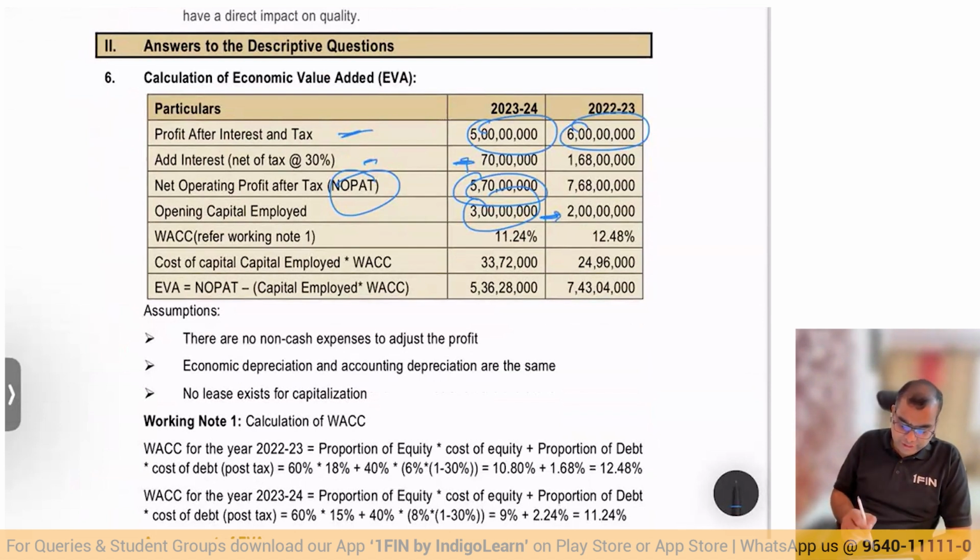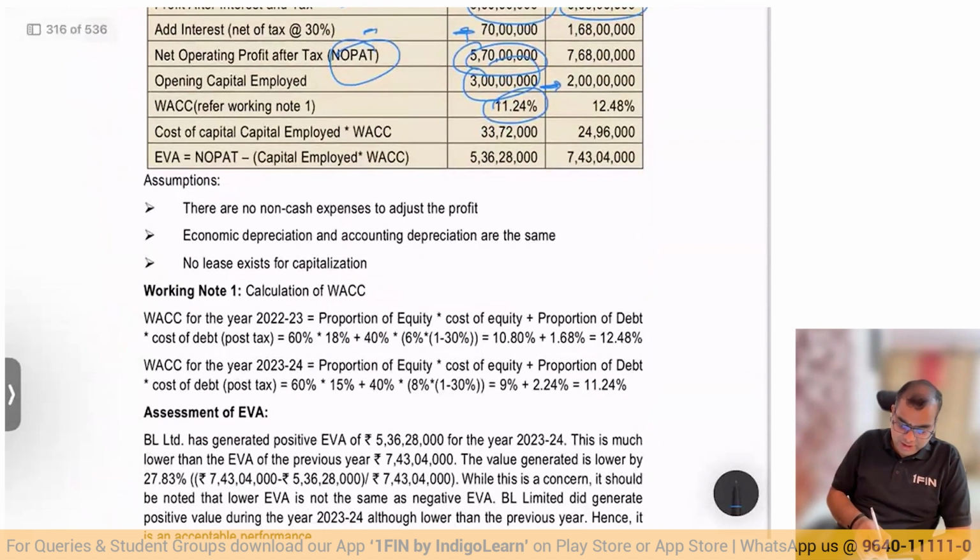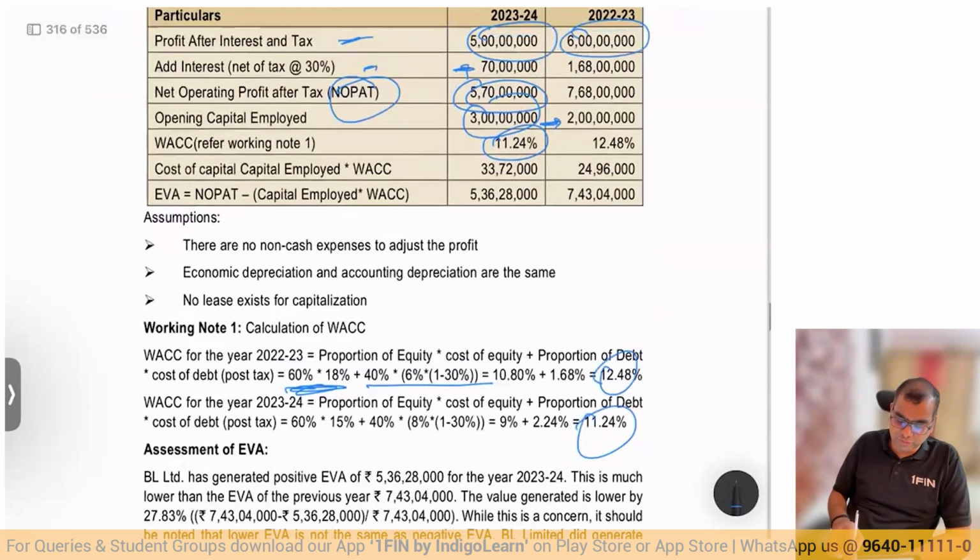Then you do WACC. How did we do WACC? I just told you 60 into 15% plus 40 into 8 into 1 minus 30, and same thing 60 into 18% plus 40 into 6 into 1 minus 30. So basically you're adjusting the debt rate with tax, putting the weight of debt, plus adding to that the weight of equity into the equity rate. So you get 12.48 for 1 year and 11.24 for another year.